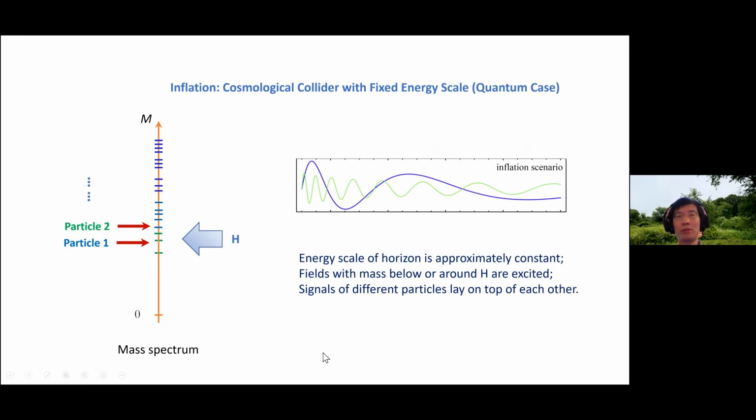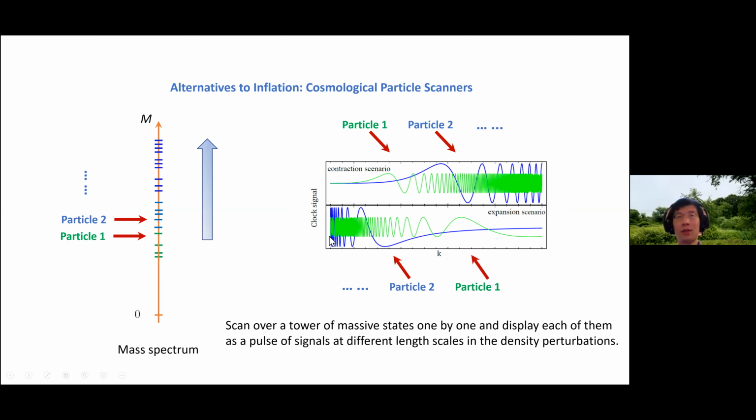Okay, to make a comparison between inflation and non-inflation scenarios. Inflation, we're familiar with, only probes a scale around H or below. So if you have different particles with different masses, the signals of those particles will lay on top of each other in K space. So they're all extended in K space. That's an analogy of collider physics with a fixed energy scale.